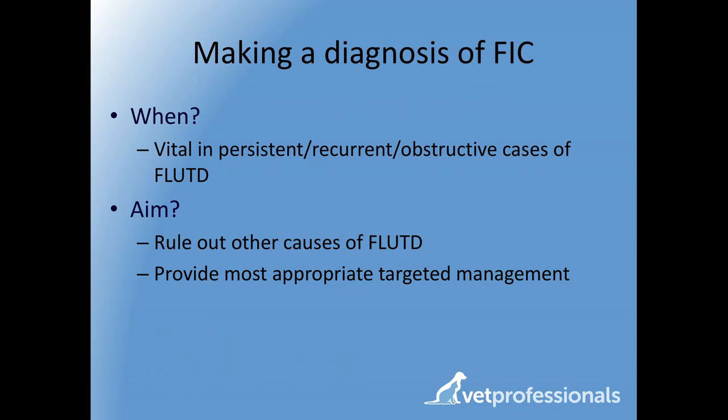So going back to our clinical cases, when and how should we make a diagnosis of FIC? Well, making a diagnosis is particularly important in cats that have either persistent or recurrent clinical signs, and of course in those cats suffering from urethral obstruction. And the aim of our investigations is, of course, to identify whether there is a cause of the lower urinary tract disease that can benefit from specific treatment. For example, have we got urolithiasis? Have we got a bacterial urinary tract infection? And if not, if we rule out everything that we can, make a diagnosis of idiopathic disease and manage our patient accordingly.